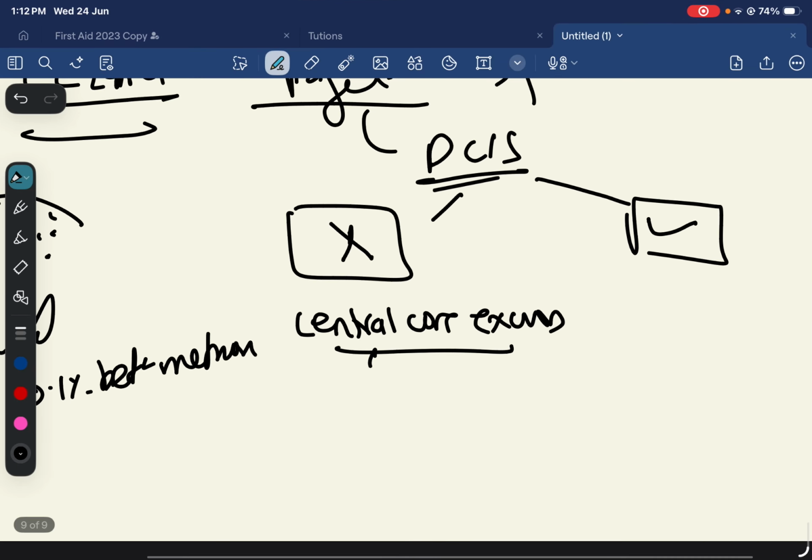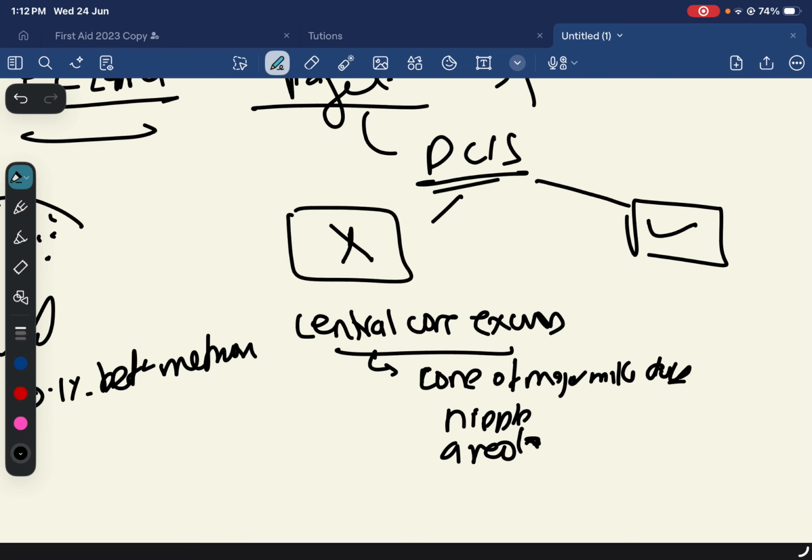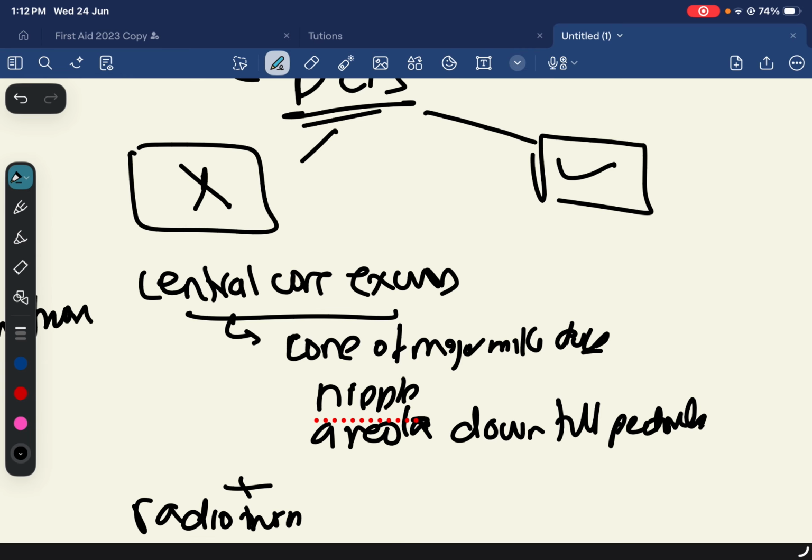There's going to be removal of cone of major milk duct, along with the nipple, the areola is also removed, down till pectoralis. So the areola is being removed, down till pectoralis major muscle. Okay, and then it is followed by radiotherapy.